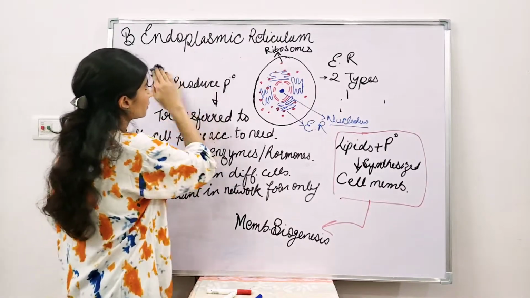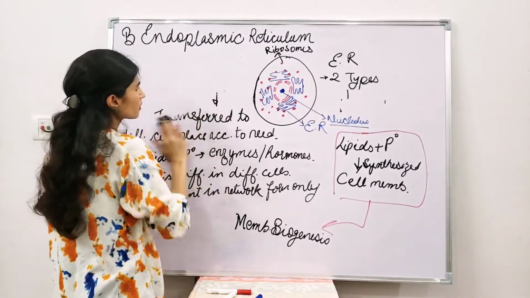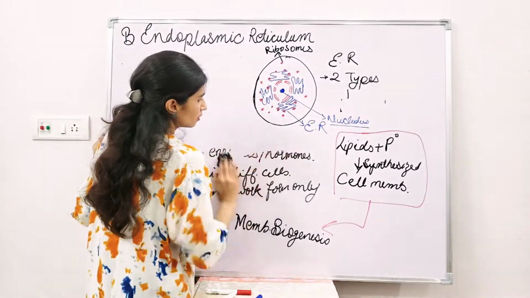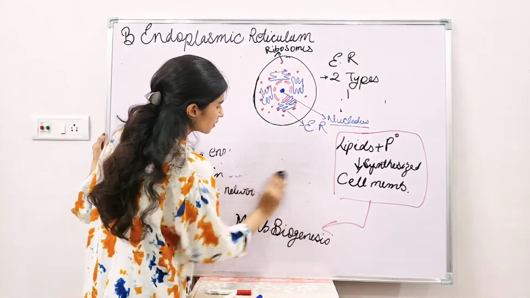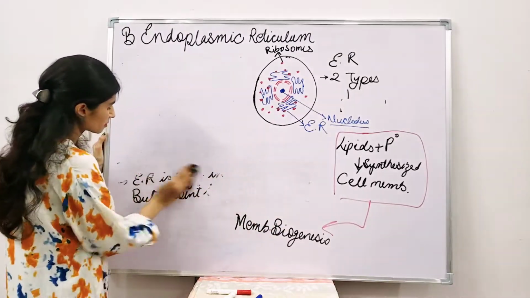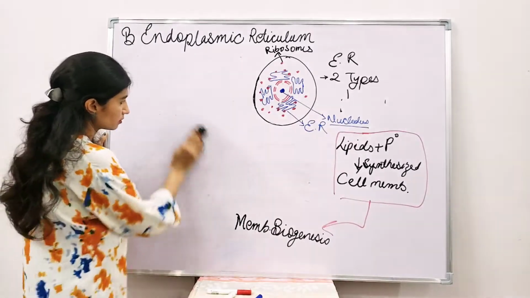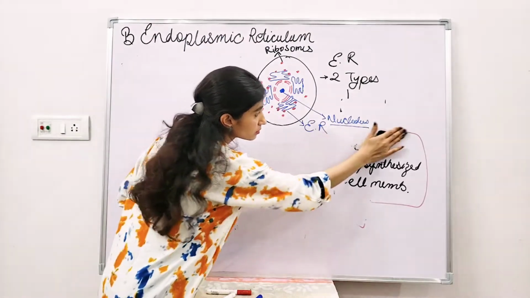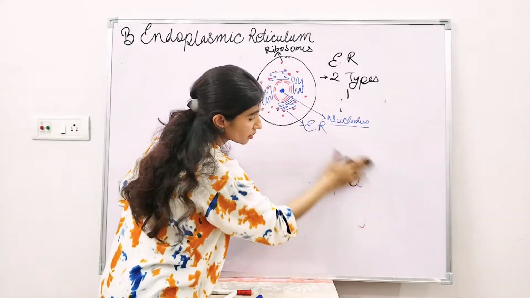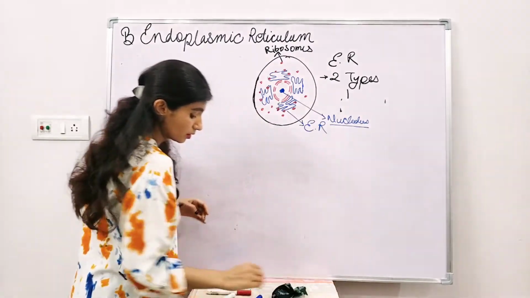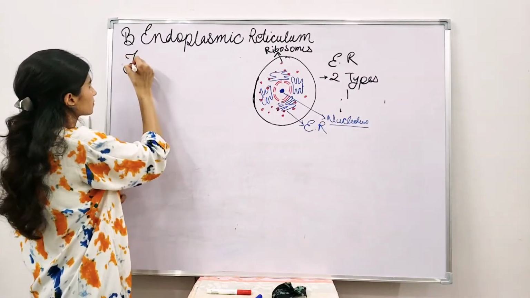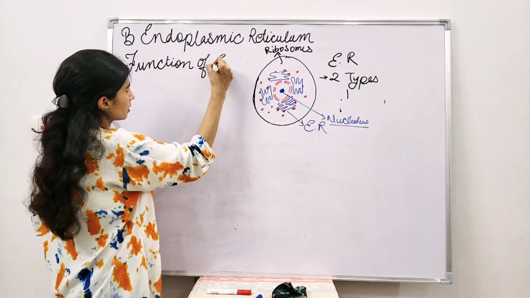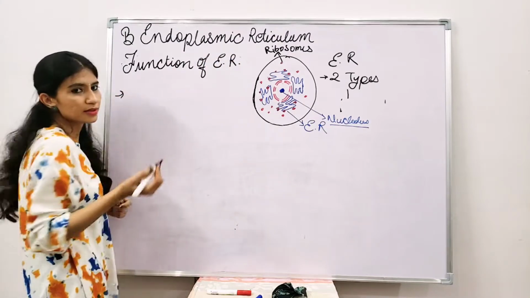Now moving ahead. What is the function of ER? Why is ER so important? So far we have seen that it produces proteins with the help of ribosomes, and it is also producing lipids and fat molecules which are very important. Now we'll discuss the functions. Function of ER.